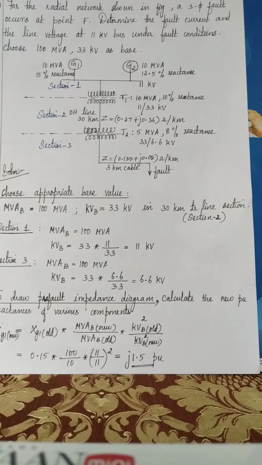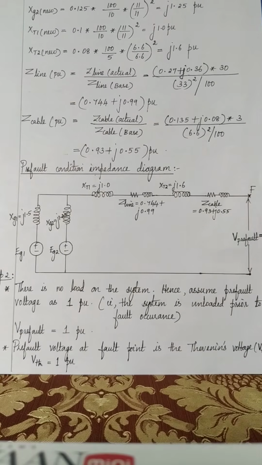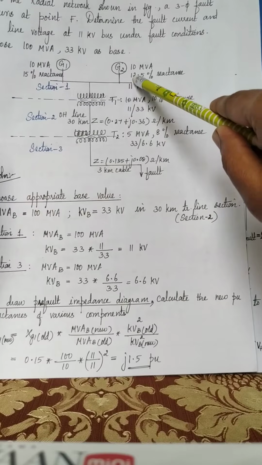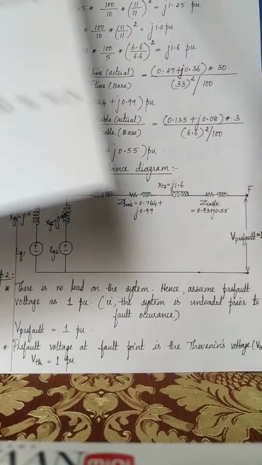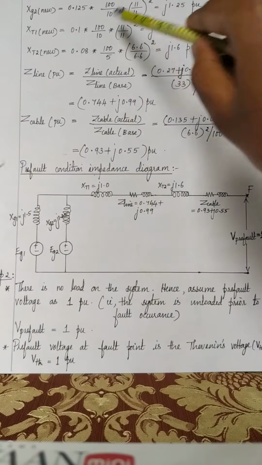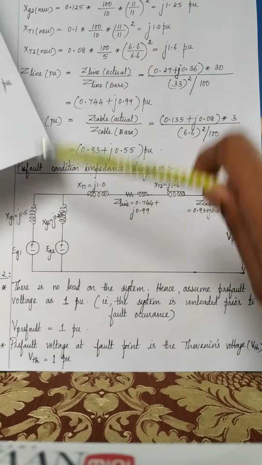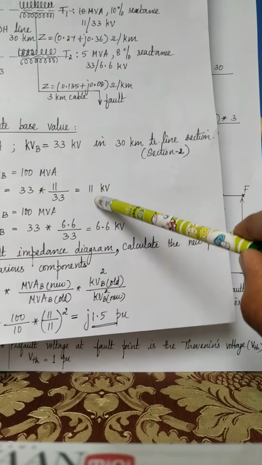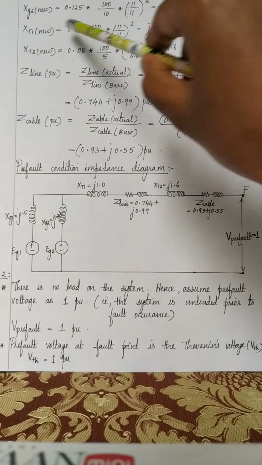Okay. So now we have to calculate Xg2 new. What is Xg2 new? Xg2 old, which is 0.125, into, what is MVAB new for section 1? 100, divided by, what is MVAB old of generator 2? 10 MVA, into KVB old by KVB new. KVB old is 11 kV, new is 11 kV. Okay. The same way, calculate for XT1.